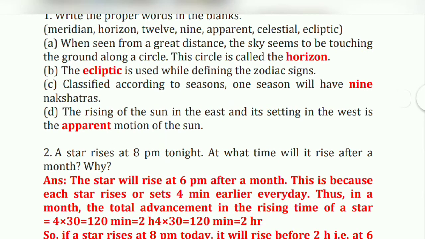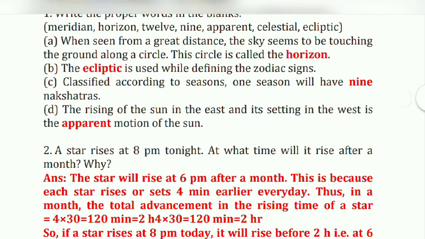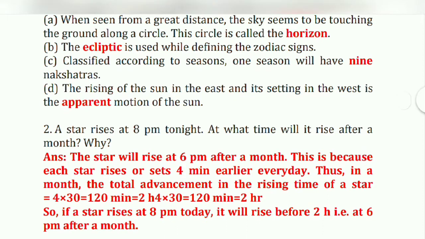Then third, classified according to seasons. One season will have dash nakshatras. So one season will have 9 nakshatras. Then the rising of the sun in the east and its setting in the west is the dash motion of the sun. So it's apparent motion of the sun.